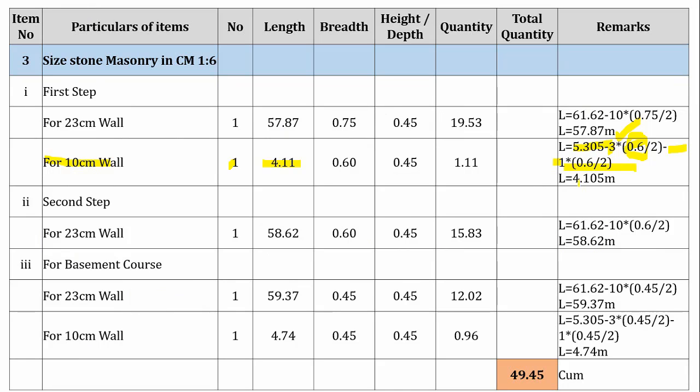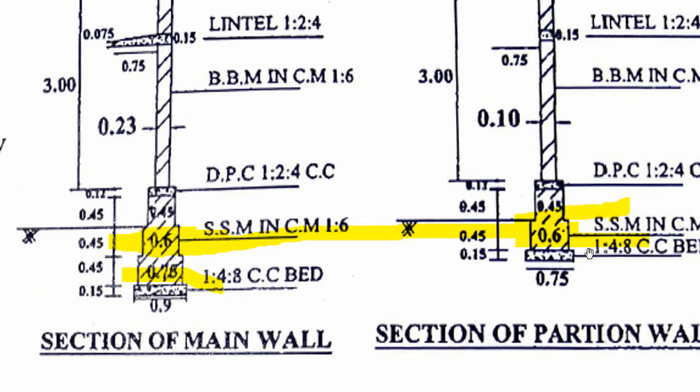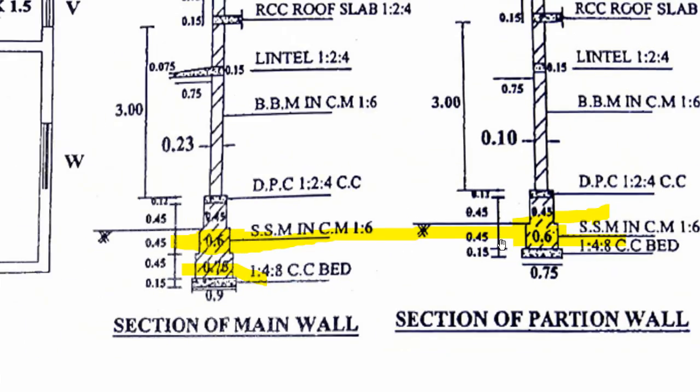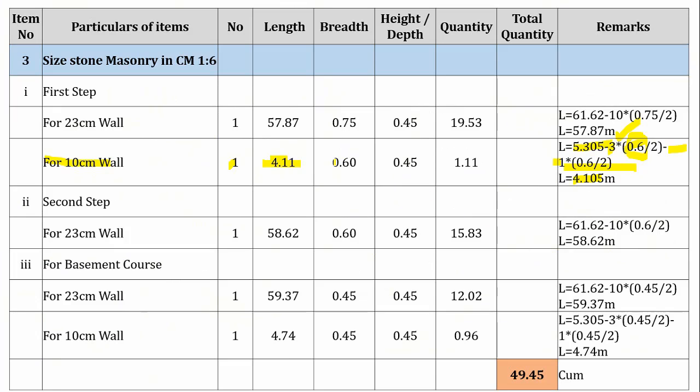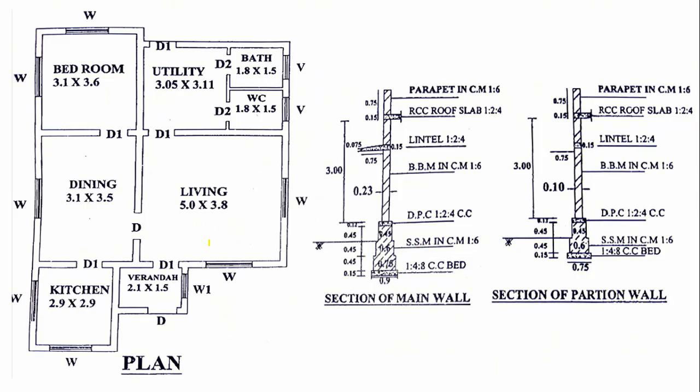You will get the answer as 4.105, that is 4.11, multiplied by width and depth, that is 0.6, 0.45. So you will get this answer. Then next we will go to the second step.